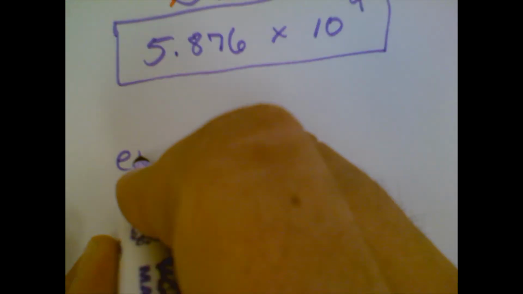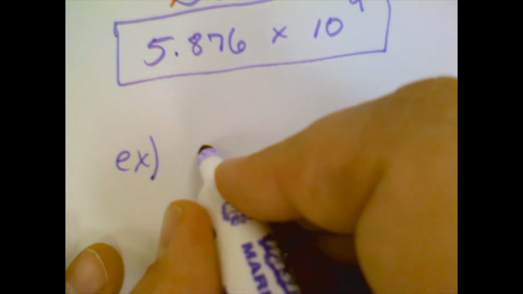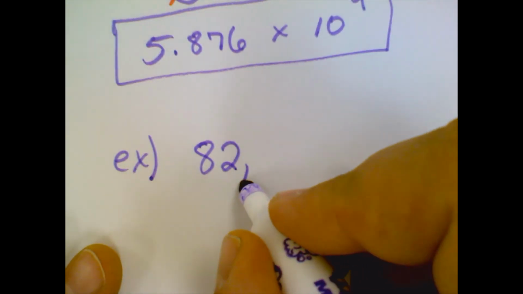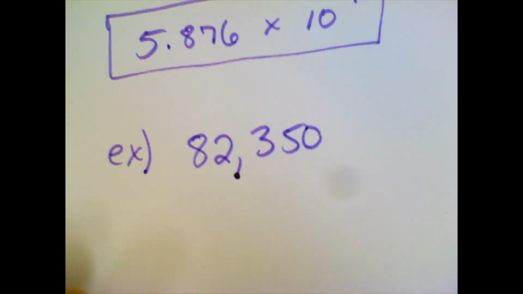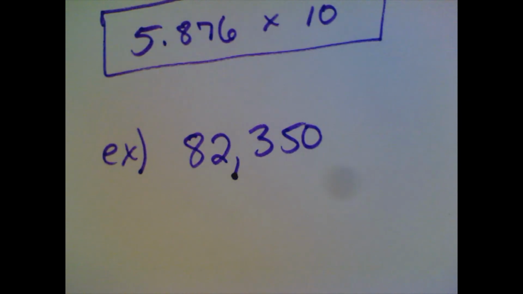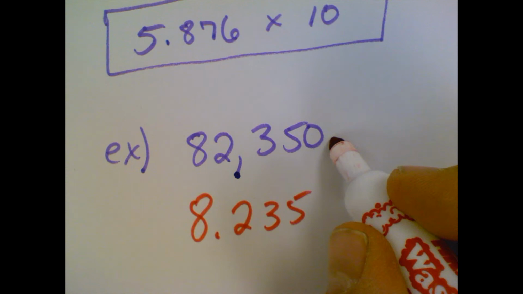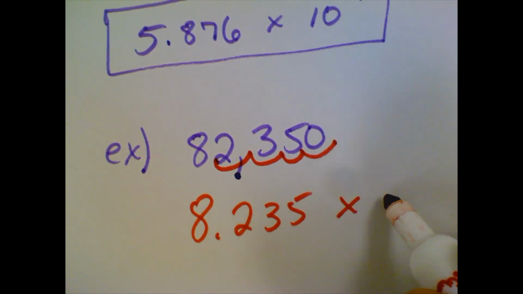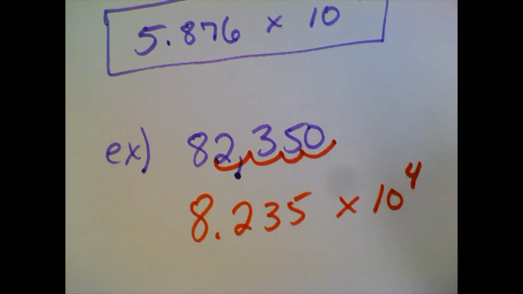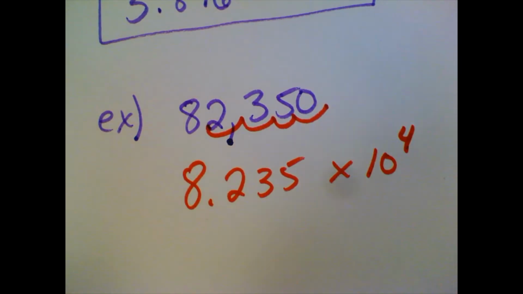I'll write an example here. You try it now. Try to write 82,350 in scientific notation. I'll give you a second. Please pause until you're done. Okay, so the answer would be 8.235. Okay, we moved it 1, 2, 3, 4 places, so it'd be 8.235 times 10 to the 4th power. Okay, so those are some examples using numbers greater than 1. Let's look at some decimals. Let's look at some small numbers.